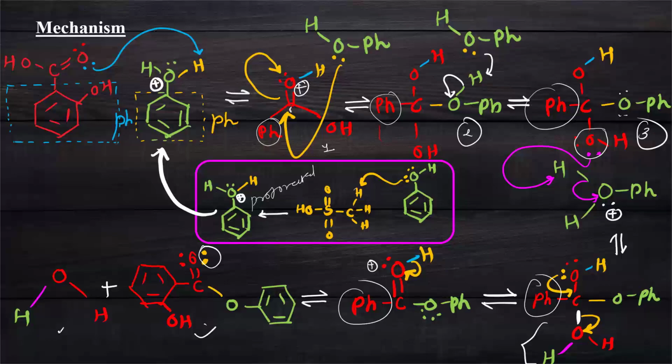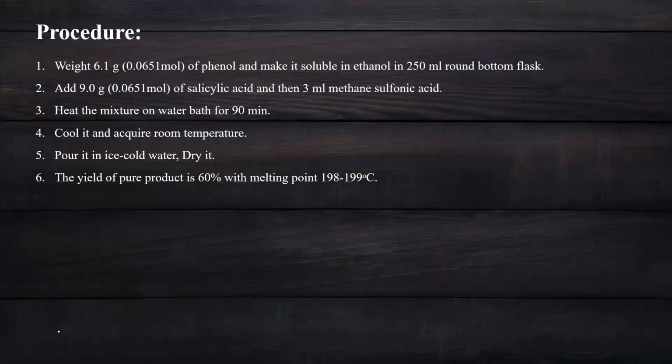So basically that is the mechanism of how the whole synthesis proceeds. Next we will see the procedure, and this is the key factor. First we have to take a 250 ml round bottom flask. This is our 250 ml round bottom flask. In that flask we have to add 6.1 gram of phenol.